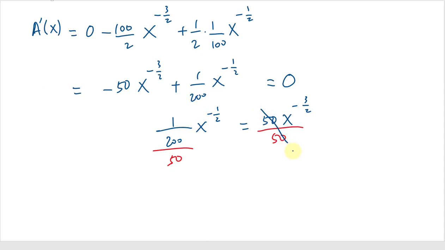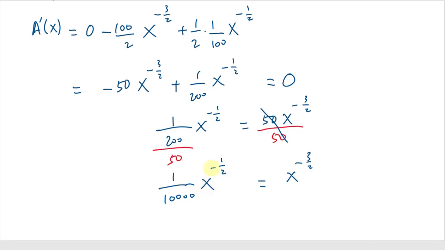When I divide by 50, I get x to the minus 3/2. So dividing by 50, all we do now is we take 200 multiplied by 50, that is 10,000. So 1 over 10,000, and then x to the minus 1/2. Okay, so you are looking to solve for x, so you need to divide by x to the minus 1/2 on both sides.